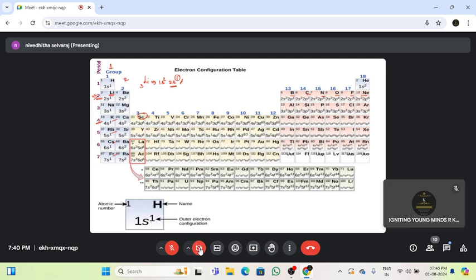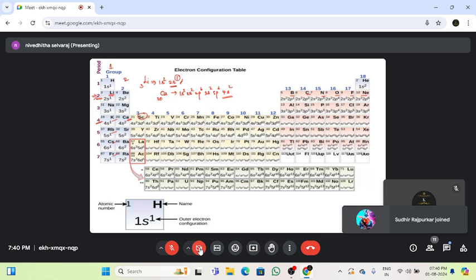Let us take calcium. What is the atomic number of calcium? It is 20. So the electronic configuration is 1s2, 2s2, 2p6, 3s2, 3p6, 4s2. So the last electron is present in 4s. And how many electrons are there in the valency shell?